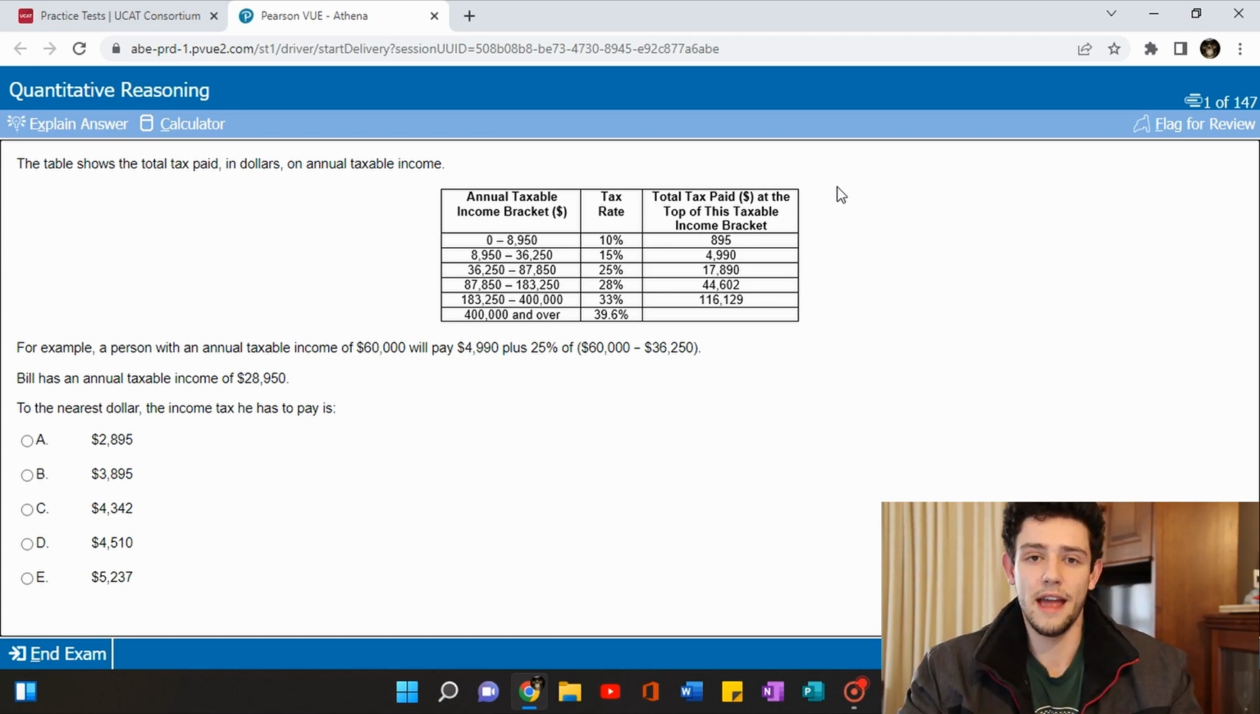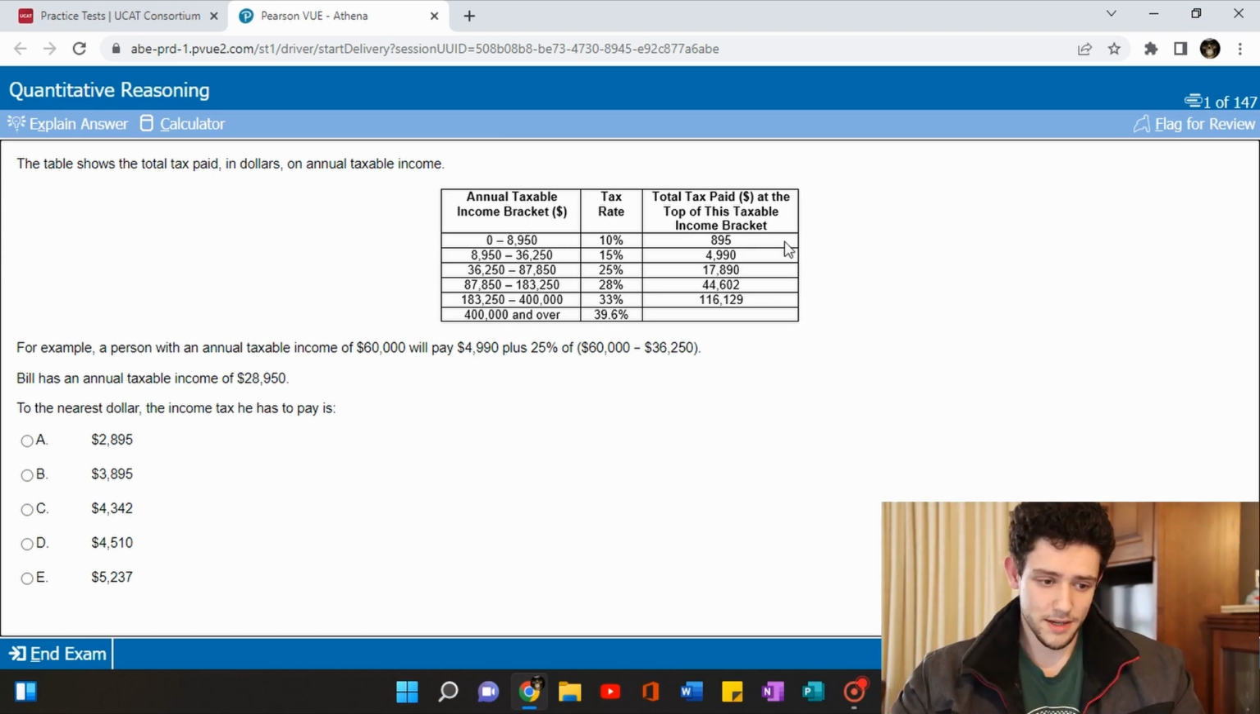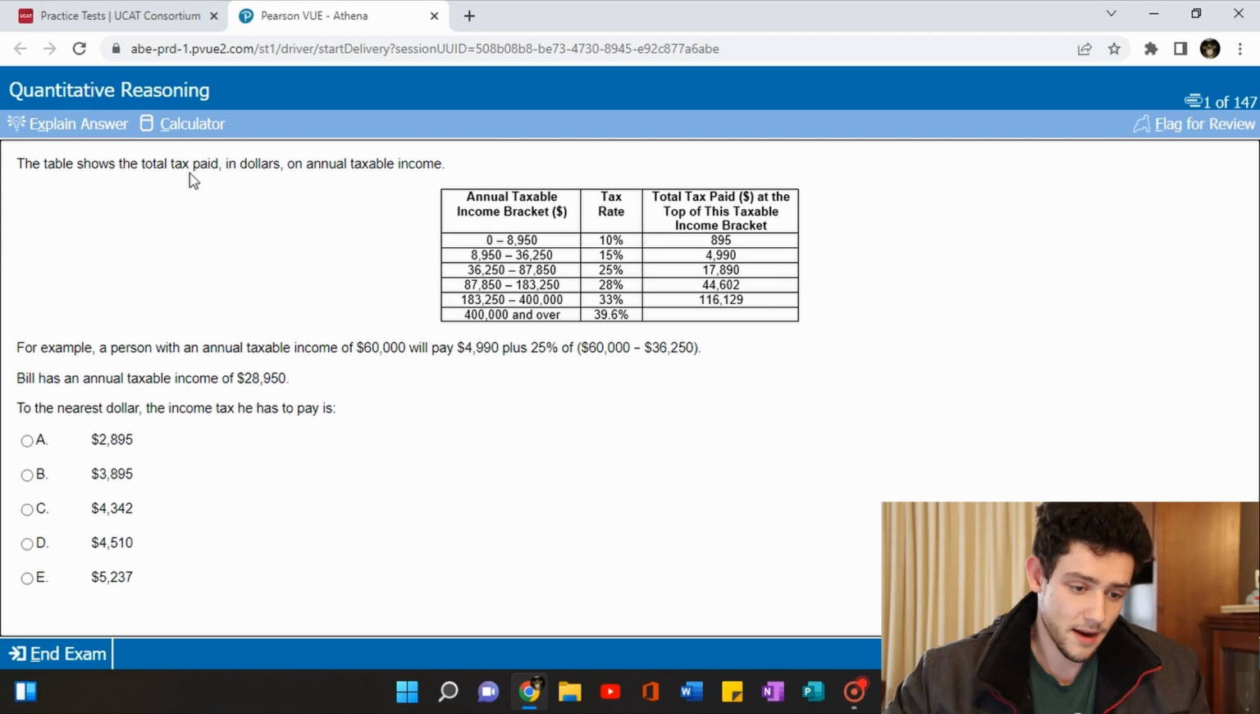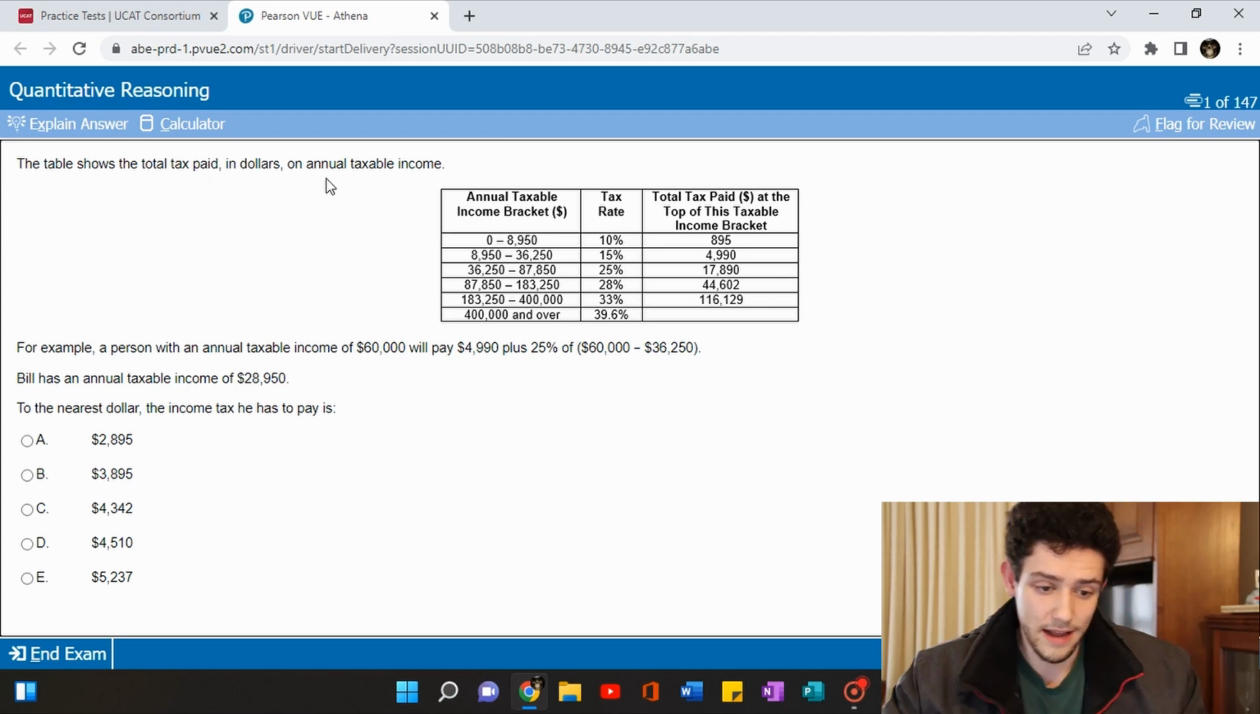And based off that, you can eliminate incorrect answers or potentially make an educated guess. So we'll start off with this question here. This is one of the tax questions I was talking about. The table shows the total tax paid in dollars on annual taxable income. So we're given a table here.